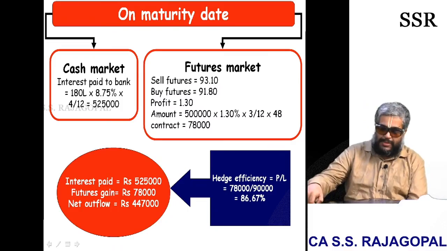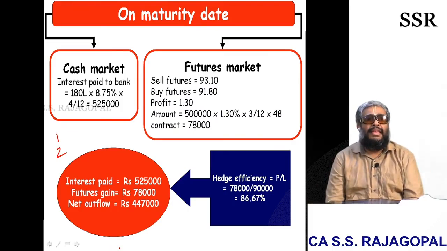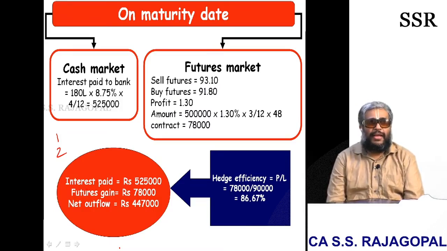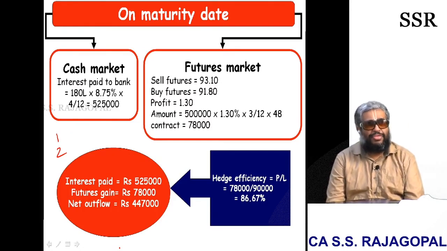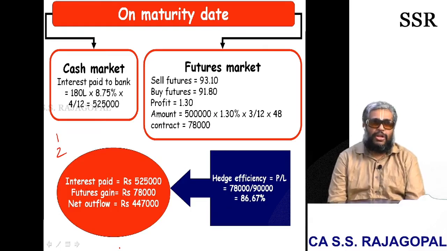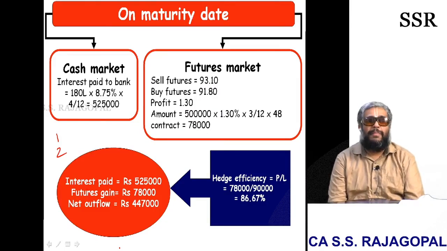Point number 2. It is not possible to hedge a 4 months interest change with a 3 months interest rate futures. Full stop. This is called as maturity mismatch.